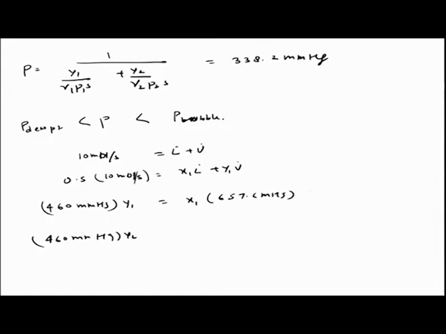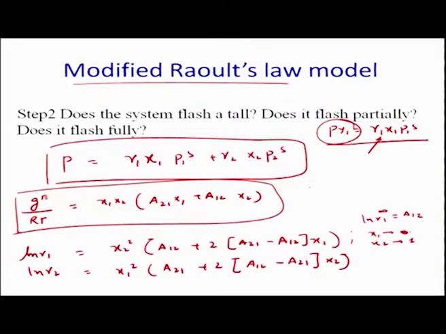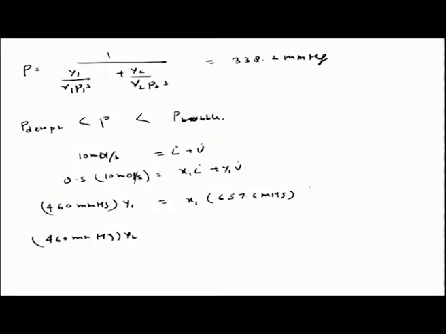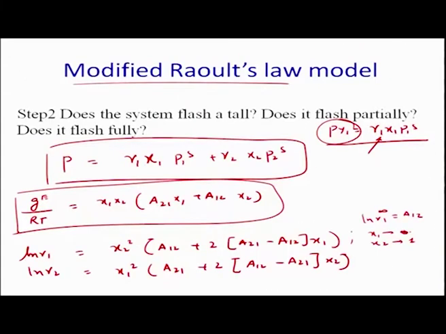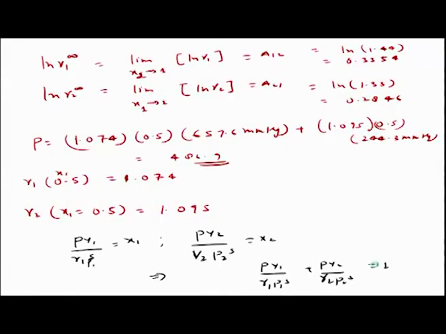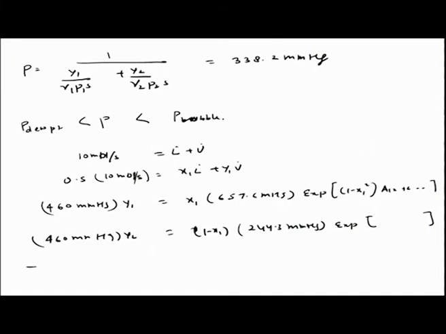The gamma you can now write out in terms of exponential. See, gamma is this, right? So gamma 1 would be exponential of this term. So I am going to write here simply the exponential of 1 minus x1 square times A12 plus 2, okay, and similarly here 1 minus x1, with 244.3 mmHg, exponential of basically the terms which you see here. So this way you have 4 equations and 4 unknowns. So if you solve it using Excel or MATLAB, you should be able to get the following answer.